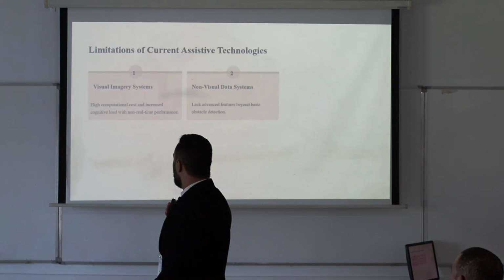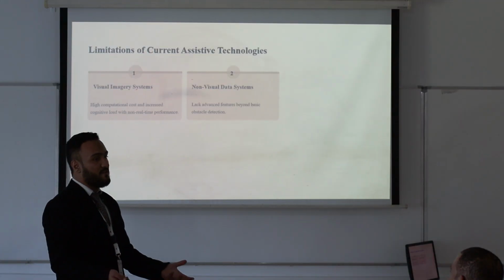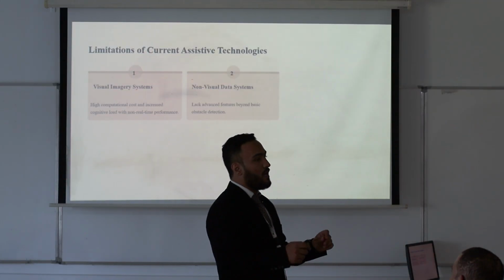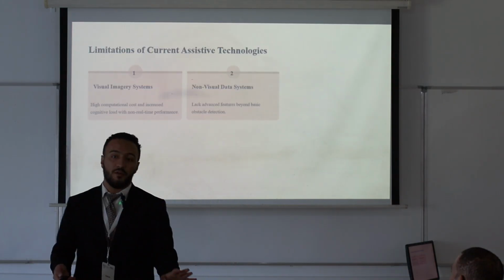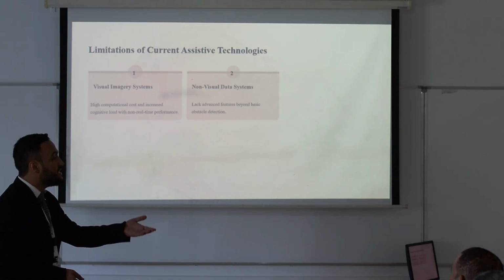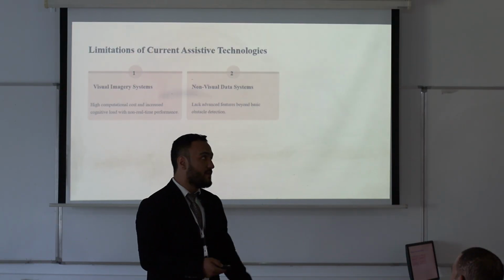For the second category, we have non-visual data systems. These systems use sensory devices as the main input. Of course, they can achieve real-time performance. However, they cannot go beyond basic obstacle detection. We need more information. We need more assistance for the visually impaired.